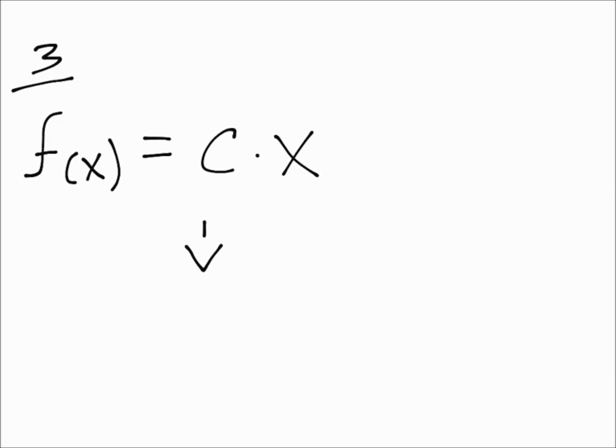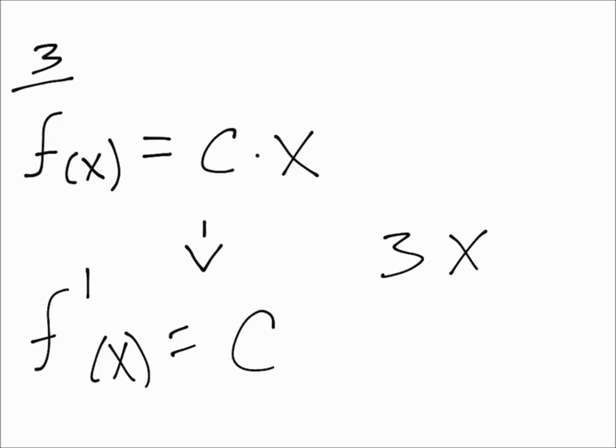Our third case is a constant and a variable. And I already explained this one. It's going to be the coefficient of the variable. So this is just going to be c. So as I said before, if this was, let's say in this case, 3 times x, the derivative of x is going to be 1. 3 times 1 is going to be 3. So in this case, that's the constant.